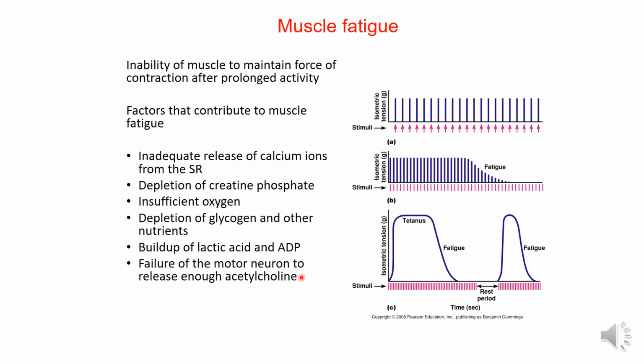What is the meaning of neuromuscular fatigue? It is fatigue due to depletion of acetylcholine in the neuromuscular junction. So we have several factors contributing to muscle fatigue, starting from the depletion of acetylcholine in the neuromuscular junction, to decreased release of calcium from the sarcoplasmic reticulum, decreased synthesis of ATP from creatine phosphate, decreased oxygen supply to the muscle which disturbs aerobic glycolysis, depletion of glycogen and other nutrients, and build up of lactic acid and ADP.